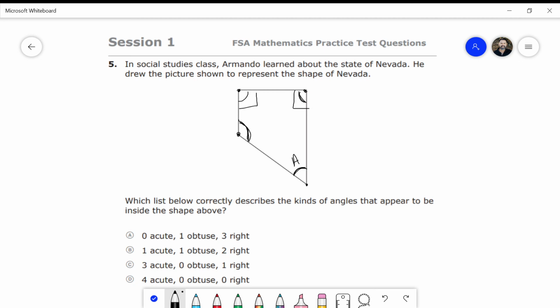So we're just trying to find which one is listed here. And so it's not A. And so it looks like it's B here. We have one acute angle, one obtuse angle, and two right angles. So you just go ahead and bubble that in.